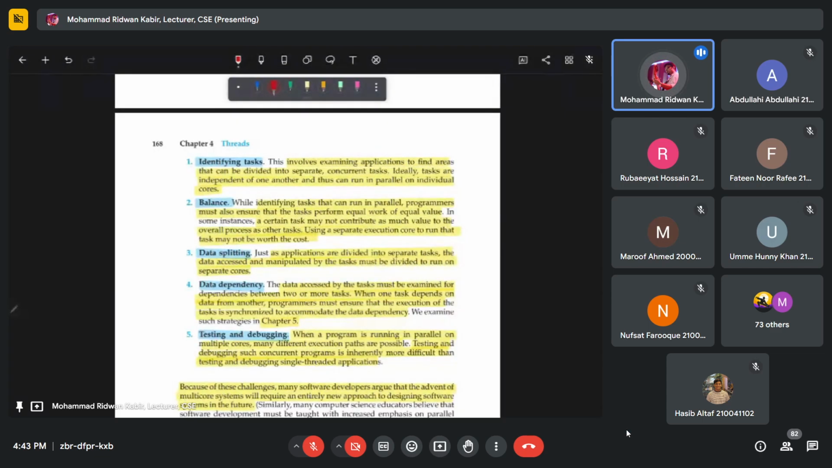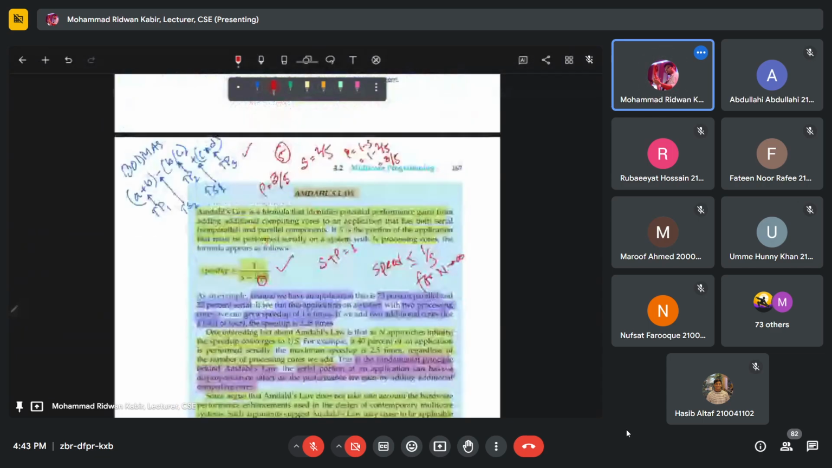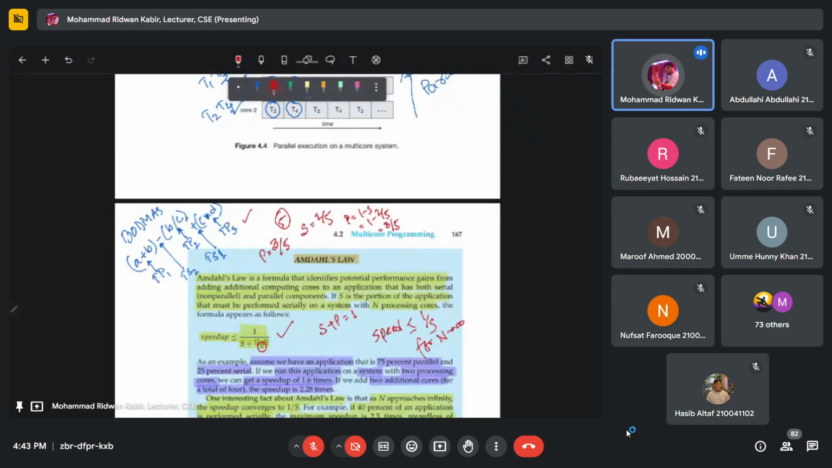The second challenge is balance. So let's say if I try to distribute tasks P1, P2, and P3 in three different cores, it should not take much time, right? Because these are very simple tasks, right? So a simple concurrency could have solved it.